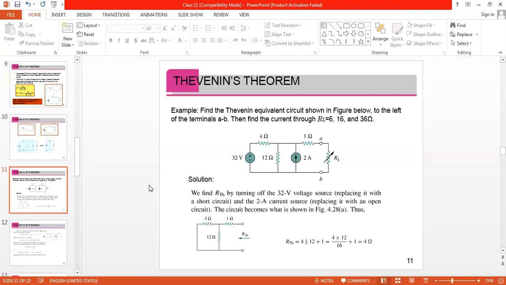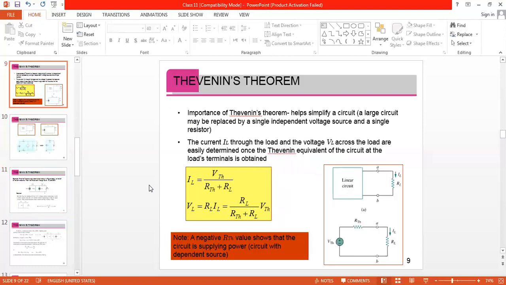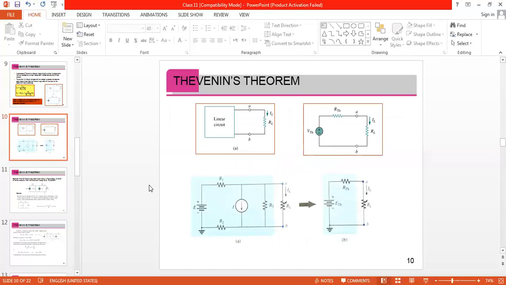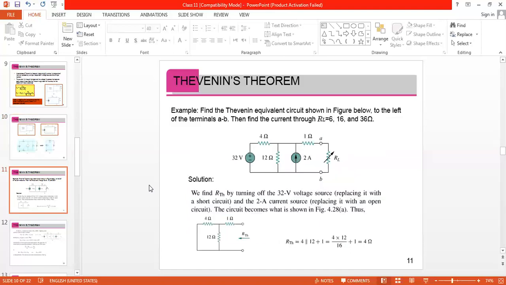There are some steps to follow to find the Thevenin voltage and Thevenin resistance. I'm not going to go into the theory of it. We will just have a look at an example and I hope you will understand better from an example.